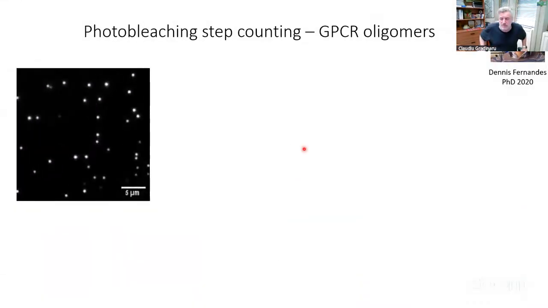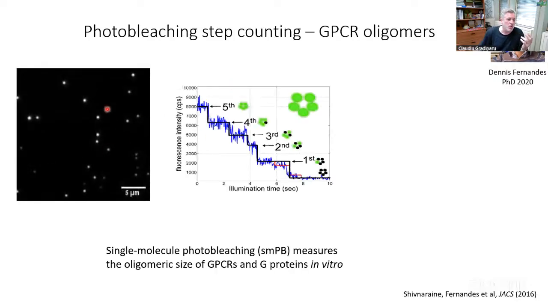One of my previous grad students, Dennis Fernandez, if you look at this movie, this is the single molecule photobleaching, or photobleach step counting. These dots, the brightness starts somewhere and then they dim in discrete steps, so they don't vanish at once. If you look at one of these spots and see how the intensity changes as a function of time, you can quantify how many discrete steps each spot has between fully on and fully off state. And that reports on the number of copies of the protein that exist in this particle. These were experiments done on muscarinic M2 receptor, one type of GPCR.